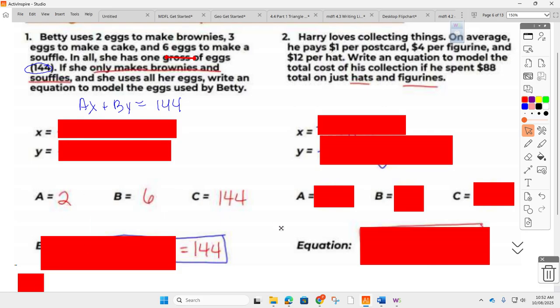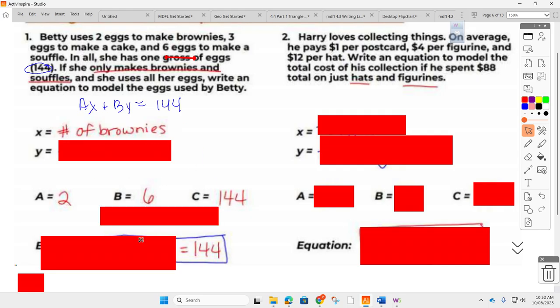All right, so we could put 2 and 6 here, but what does the X represent? What does the Y represent? X is the number of brownies and Y is the number of souffles. That's exactly right.